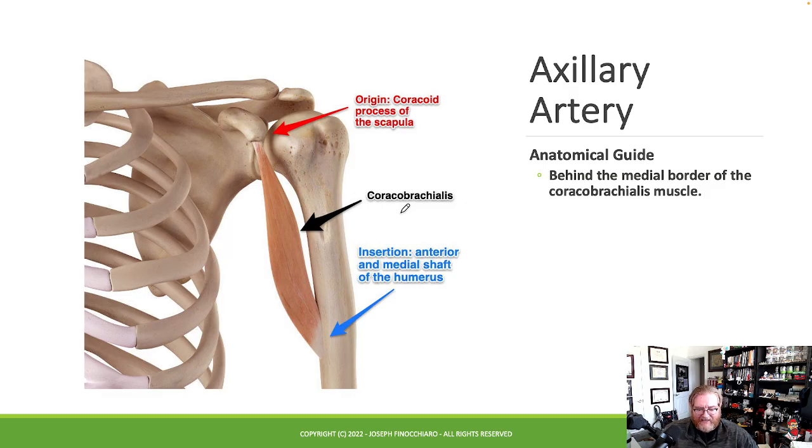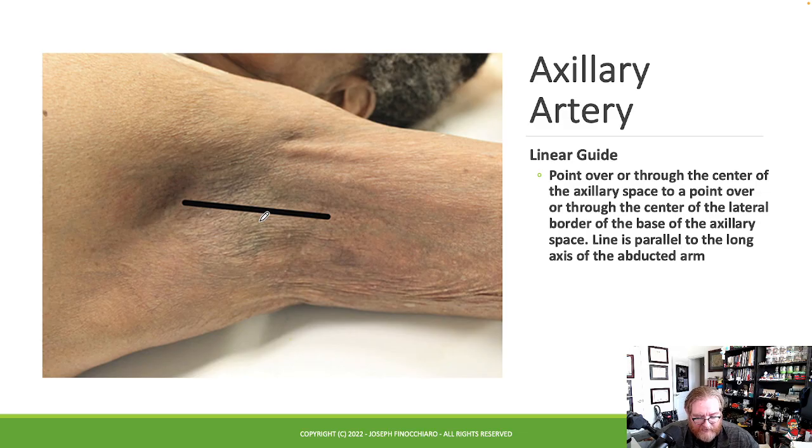So what is the anatomical guide for the axillary artery? It is behind the medial border of the coracobrachialis muscle. So here's the medial border, and you're going to find that artery somewhere up there. The linear guide is a point over or through the center of the axillary space to a point over or through the center of the lateral border of the base of the axillary space, and the line is parallel to the long axis of the abducted arm.